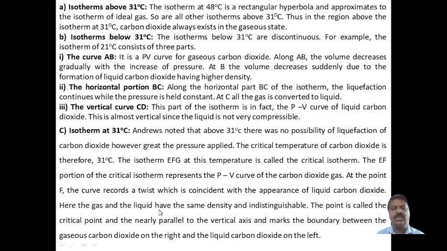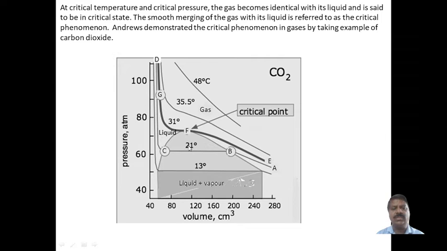Here the gas and liquid have the same density and are indistinguishable. This point is called the critical point. It is nearly parallel to the vertical axis and marks the boundary between the gaseous carbon dioxide on the right and the liquid carbon dioxide on the left side. Therefore, these are the gaseous state here, and here is again the liquid state. It is a smooth boundary.